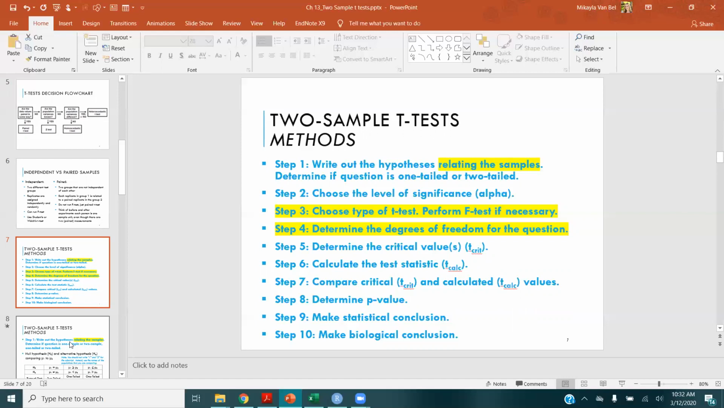Step 2 is to choose the level of significance. Again, that is usually given, and it's usually 0.05. The third step, which is a new step for the two-sample test, is to choose the type of two-sample t-test. If it is paired, you move on. If it is unpaired or independent, you need to perform the F-test. The fourth step, which is slightly different than the one-sample test, is you must determine the degrees of freedom for the overall question, and we'll get into that in more detail in a few moments. The rest of the steps are the same as the one-sample t-test methods, determining the critical values, the calculated test statistic, comparing those values, finding the p-value, and making statistical and biological conclusions.